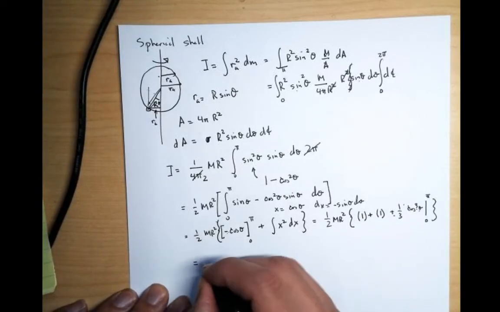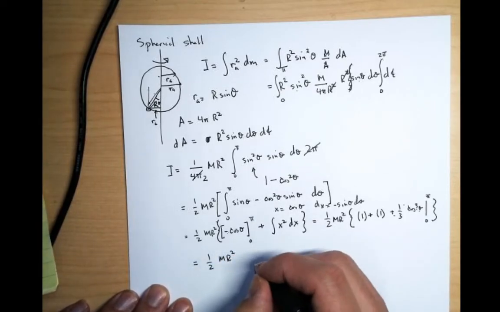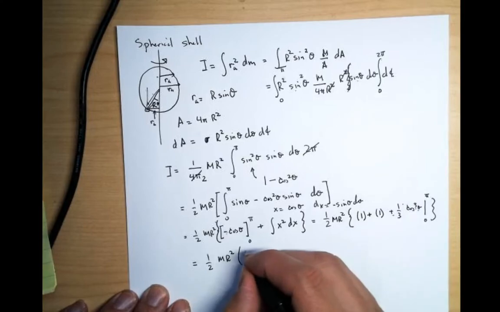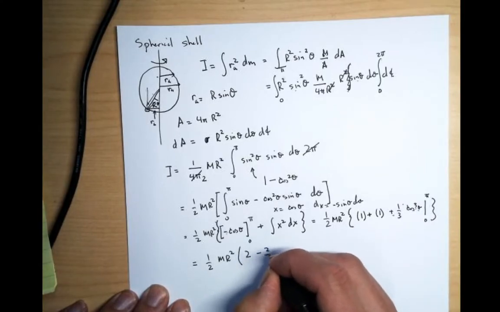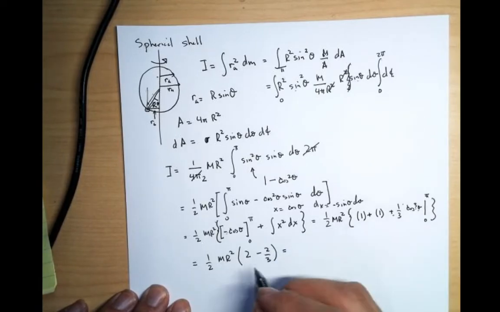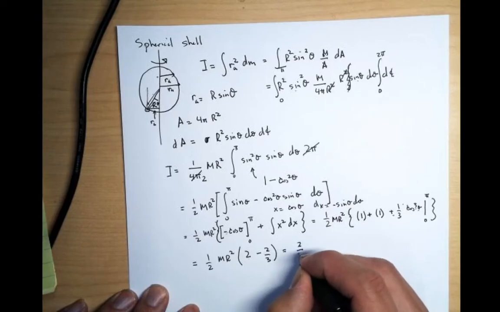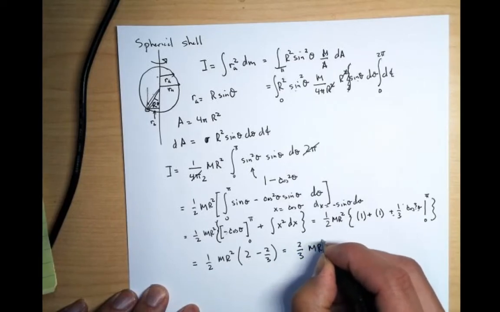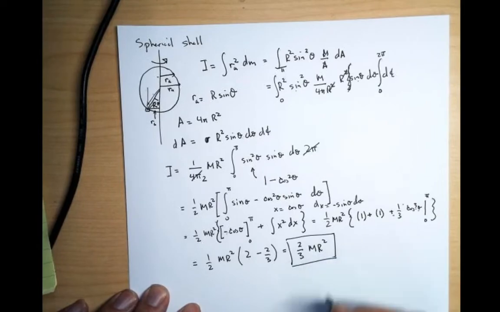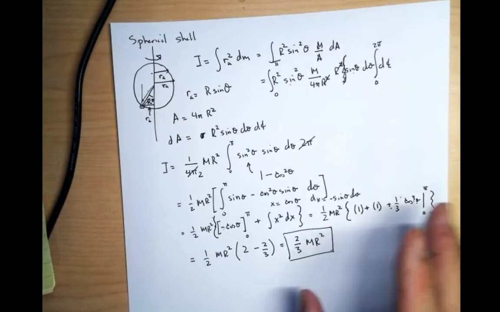So it's just going to be equal to 1/2 m r squared times 2 minus 2/3, which is equal to 4/3. So 2 minus 2/3 is 4/3, times 1/2 is 2/3. 2/3 m r squared. Okay? A little tricky, but can be done, right?